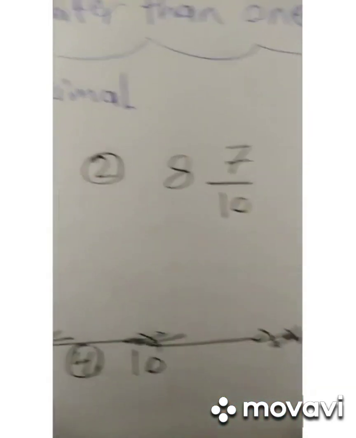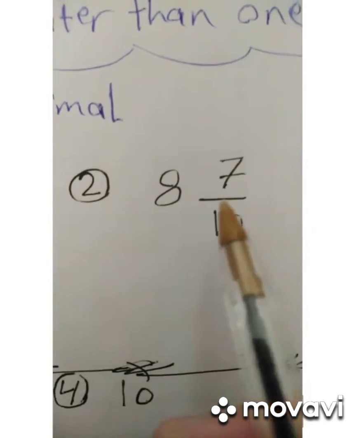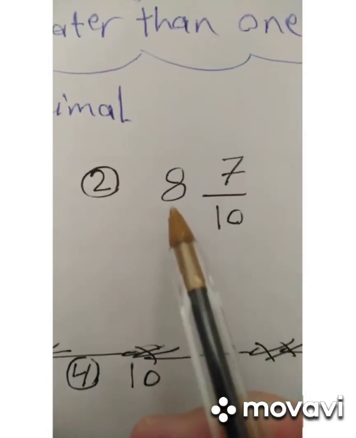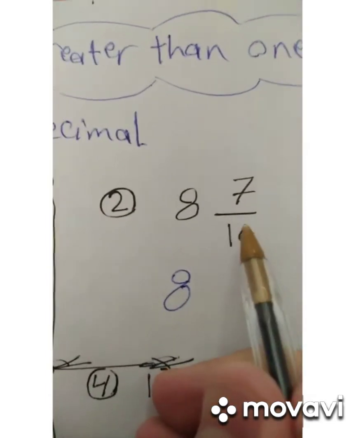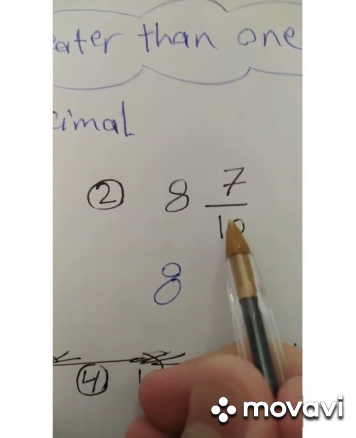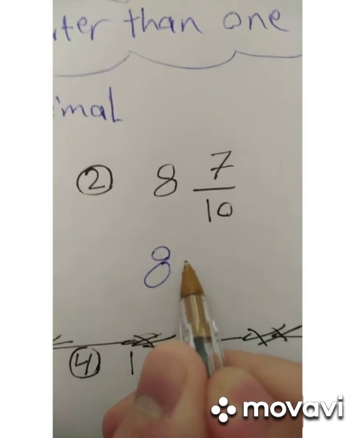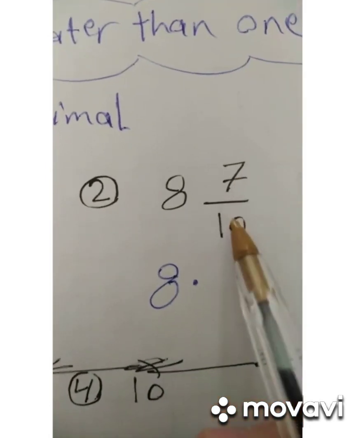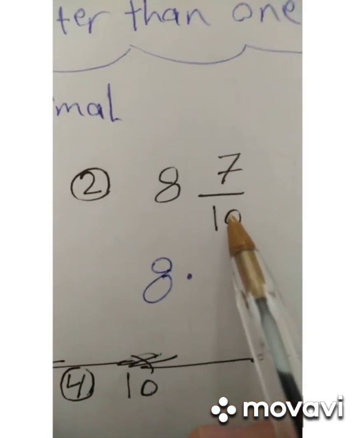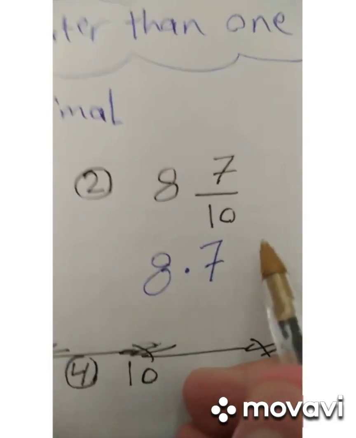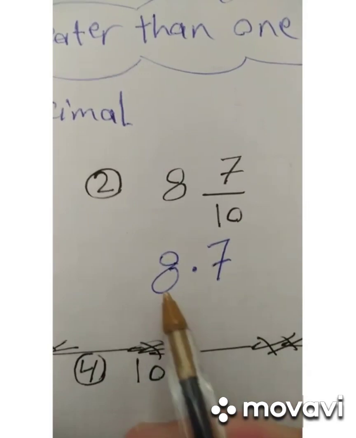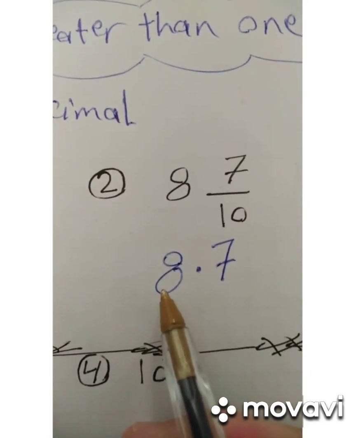Number 2, we have 8 and 7 tenths. Yes, the whole is what? It is 8. So write 8. And we want to rename the fraction as a decimal. So put the decimal point. 7 tenths. We have just one digit after the decimal point. So it will be 7 after the decimal. So we read it also as what? Yes, 8 and 7 tenths.